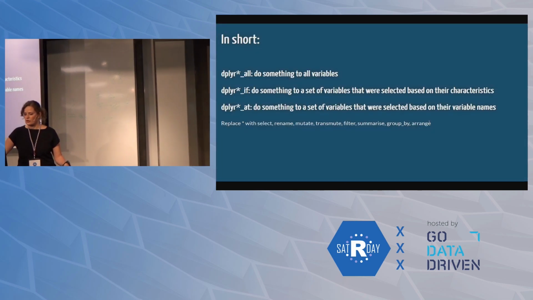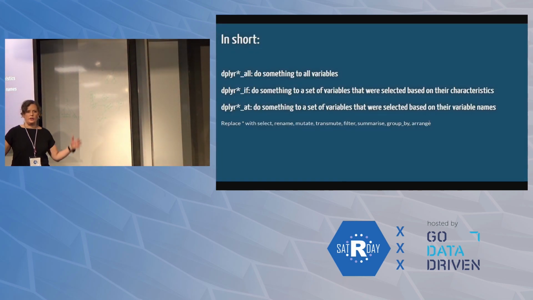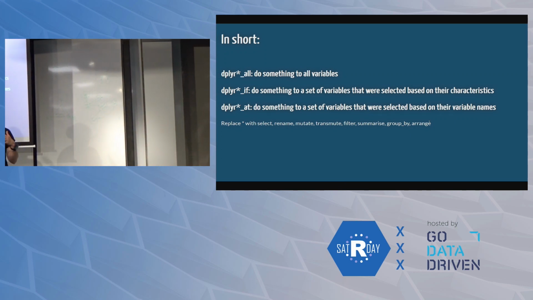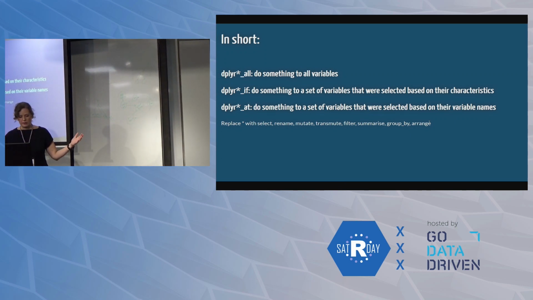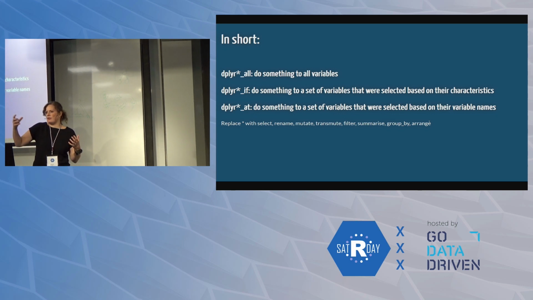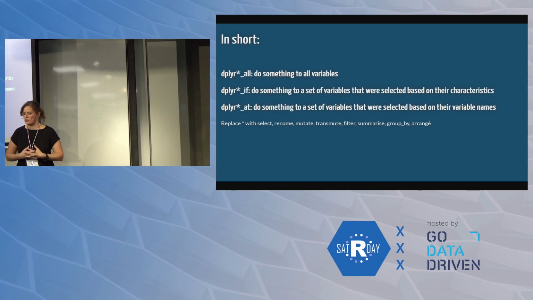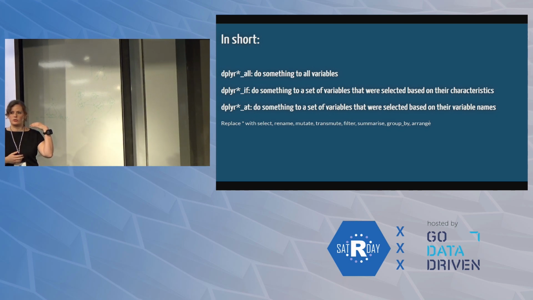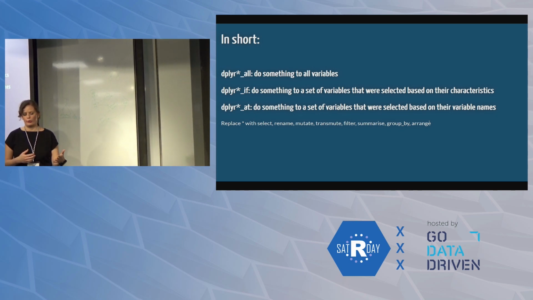All of the other functions work exactly the same way. So you pick one of the dplyr verbs that you all really know, you put all after it, and it works on all the variables. You put if, it works on some based on their characteristics. And if you put at, you kind of have to tell via vars which ones to use. The only one that is slightly different is filter, where you have to say, I want it to be true on any of the vars, or I want it to be true on all of them.